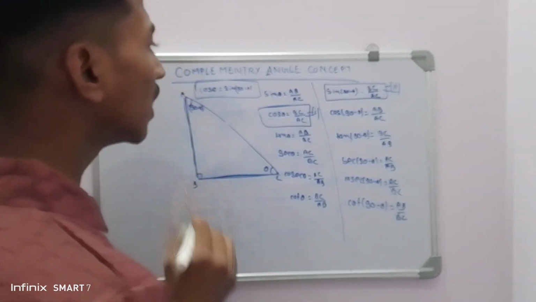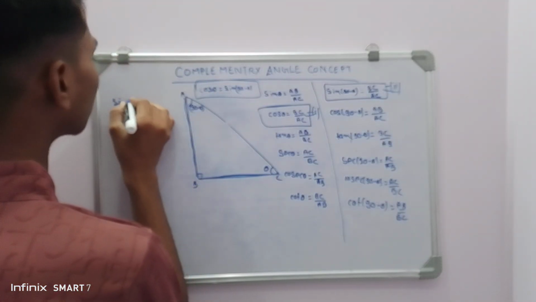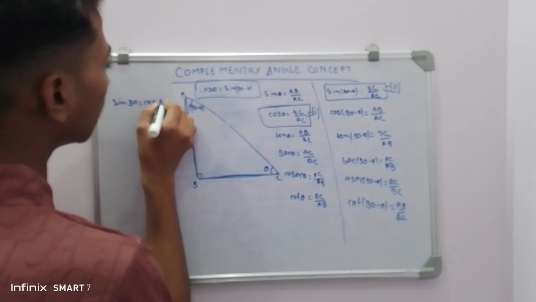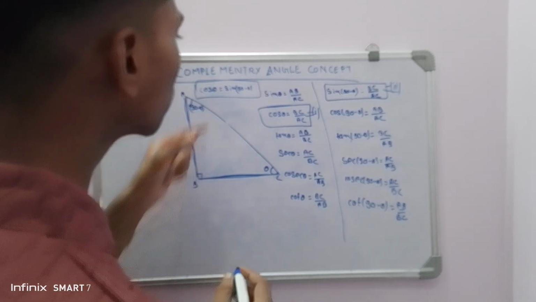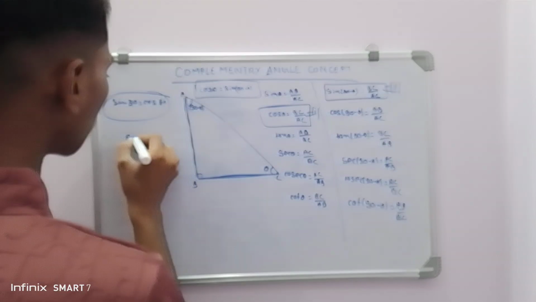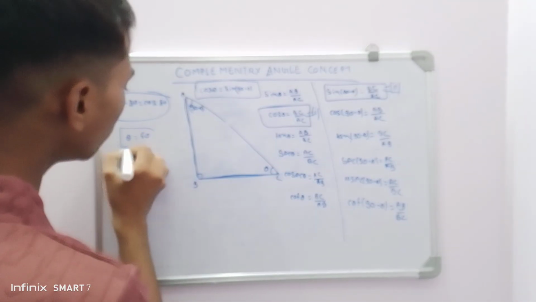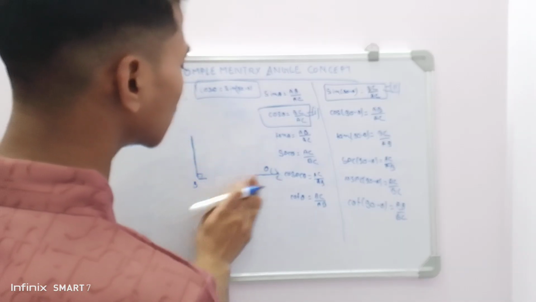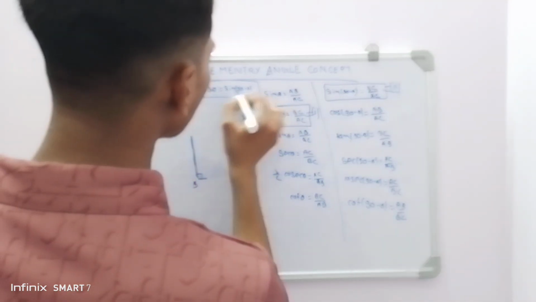And let's suppose I am going to prove why sine of 30 is equal to cos of 60. To prove this, let's suppose that theta is equal to 60. So if we let theta be equal to 60, that means theta is equal to 60.